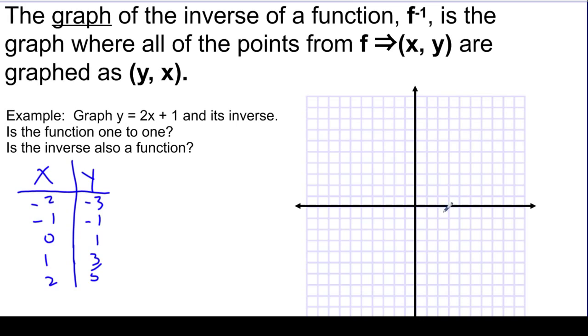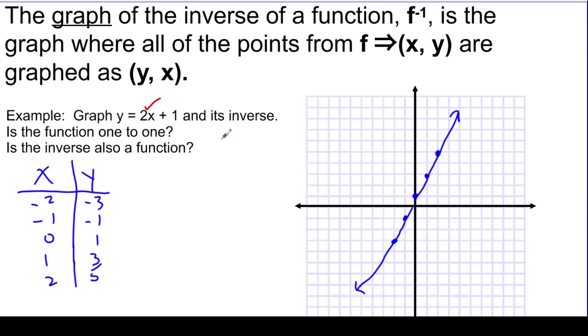So let's graph these real quick. If I go over to -2 and down to -3, that's a point. -1, -1. 0, 1. 1 up to 3, and 2 up to 5, and I've got myself a nice line here. Let me draw a nice line. There we go. So I've got a linear equation, which I should get because we know 2x plus 1 should make a line. That's the graph of 2x plus 1.